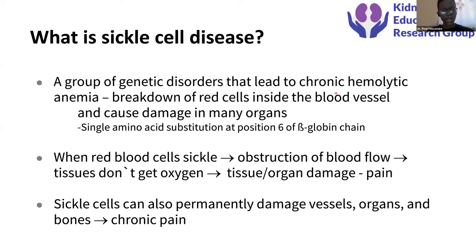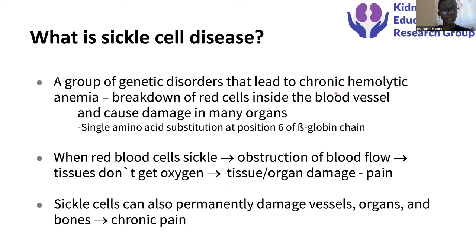So first of all, sickle cell, what is it? It's a group of genetic disorders that lead to chronic hemolytic anemia, which is the breakdown of red blood cells inside the vessels, which causes damage to many organs. The genetic disorder is a substitution of an amino acid at a specific position in the beta globin chain.